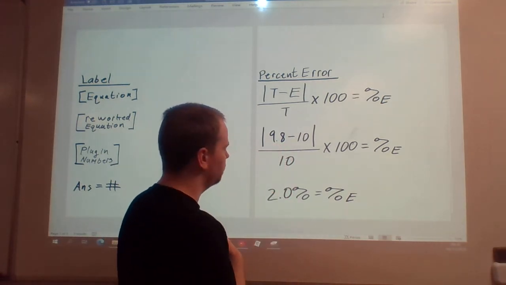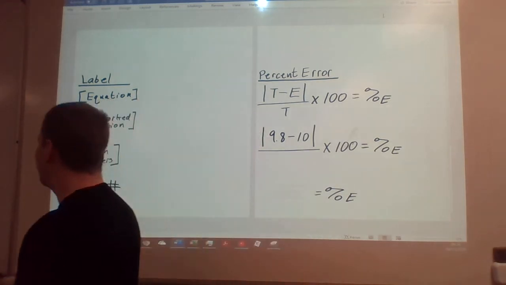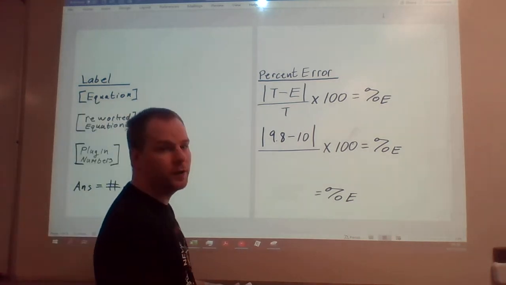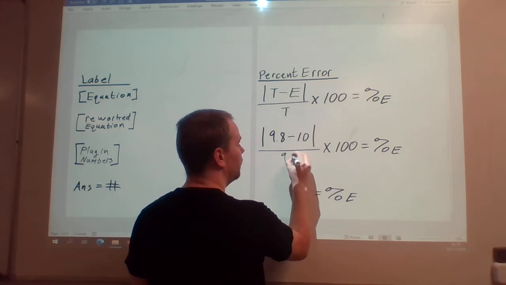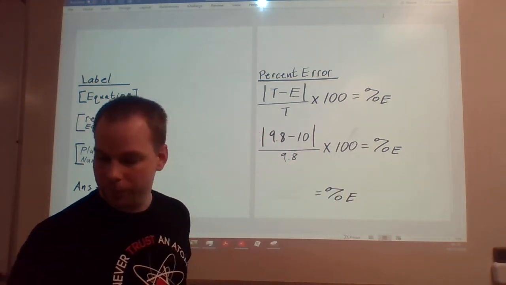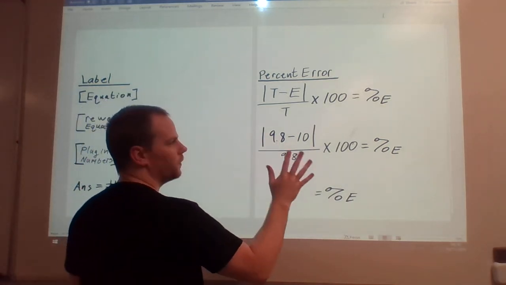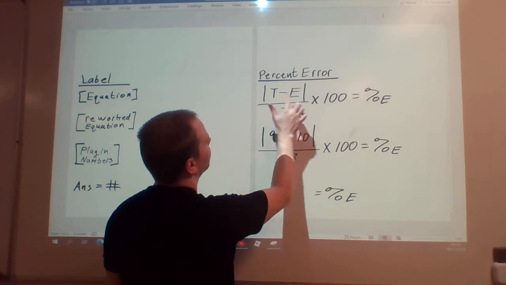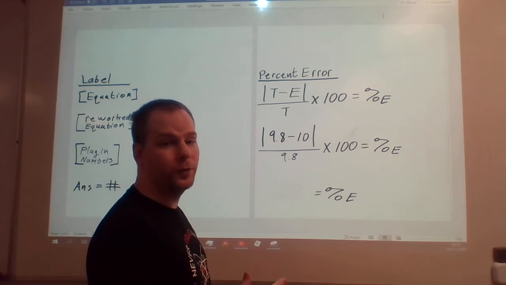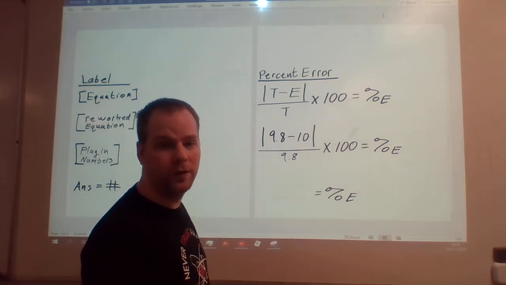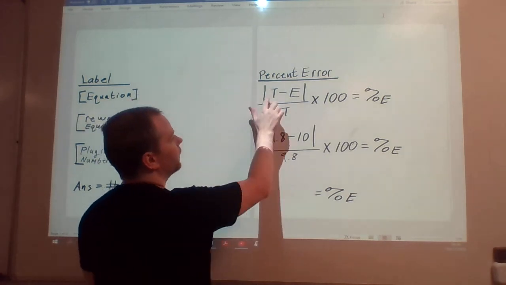My experimental, I just realized this is wrong, which means this is wrong. My personal experimental was 10 because that was the slope of the data that I used. And then I divide by that theoretical 9.8 again. Now, notice these bars on the side. These are absolute value bars. And if you ever ask me what the percent error calculation is, I'm going to tell you the positive difference over your theoretical. Because that's what this means.